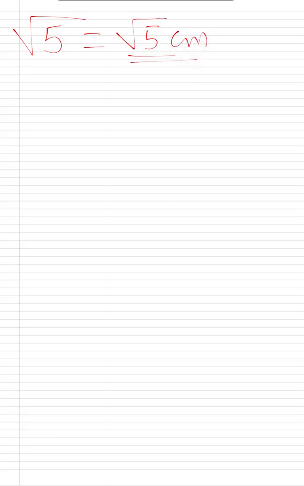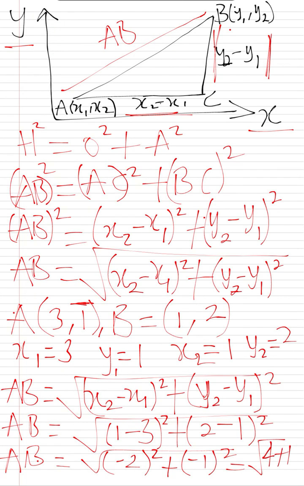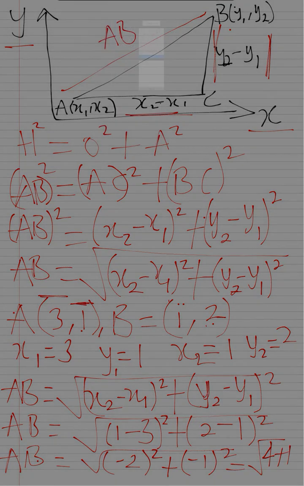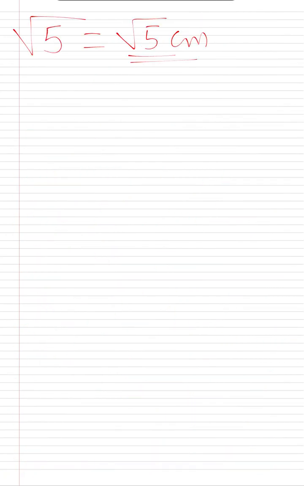Do you understand now? So don't forget where we started from. Our AB, this is our x1, this is our y1, and this is our x2 here, and this is our y2 here. So if you do that, you are going to get square root of what? Square root of 5, and that is what we have on this page here.